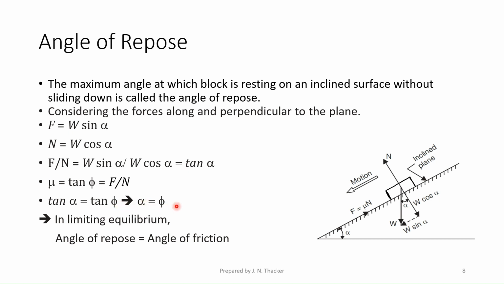So in limiting equilibrium conditions, you can prove that the angle of repose is equal to the angle of friction only in limiting equilibrium condition, right? And again, what is the angle of repose? It is the maximum angle at which the block is resting on an inclined surface without sliding down. Okay, the maximum angle at which the block is not yet sliding down is called the angle of repose.